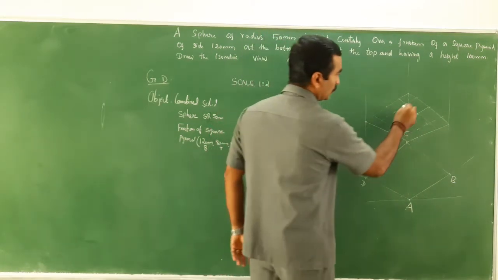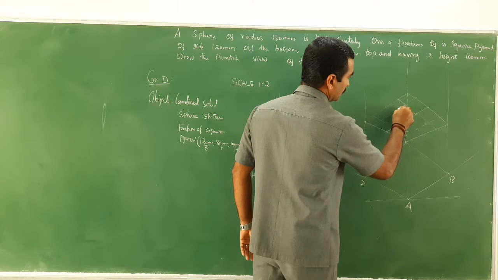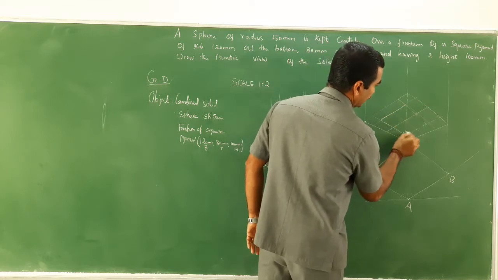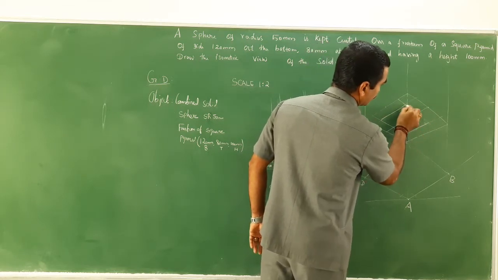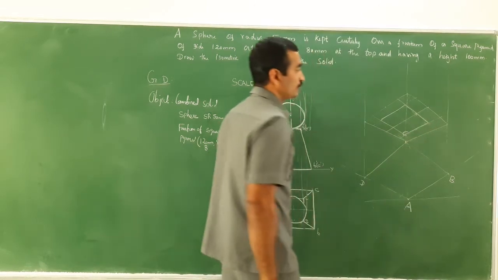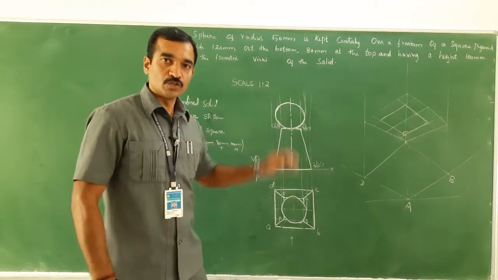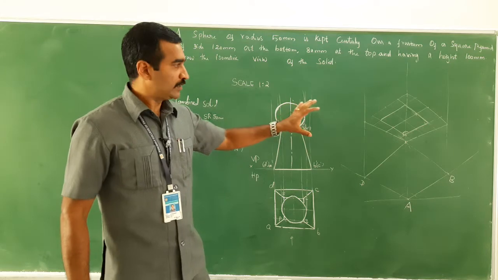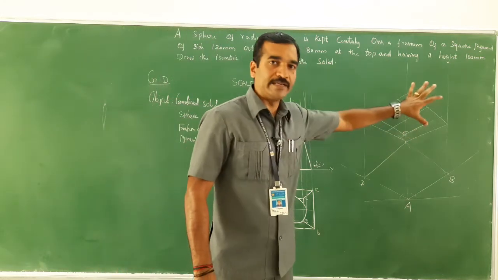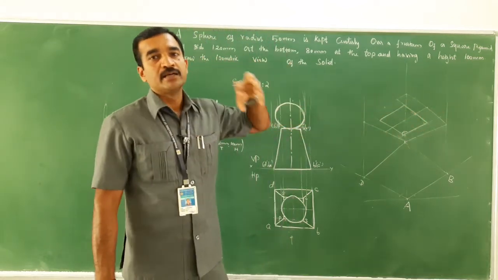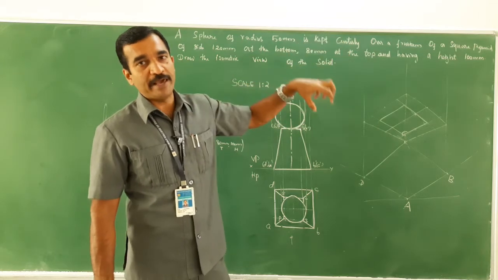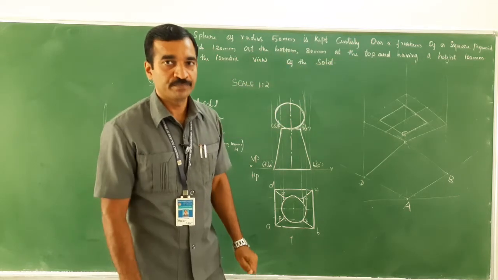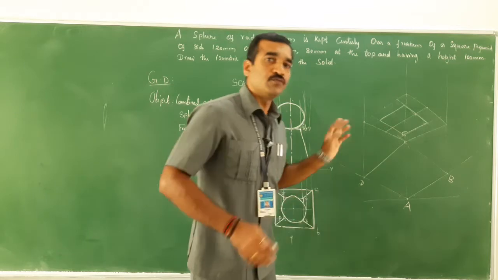Right. Now look at here. This is the 80 mm. So the top base has been formed here. Don't mark any dark lines, because a sphere is going to be placed over the frustum, isn't it? So a sphere.